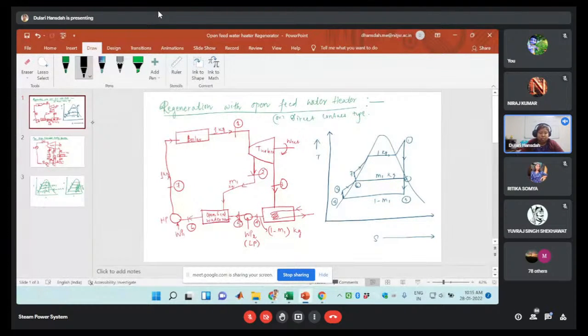So first I have shown you the single stage heating process. So here the heater is used single stage type.